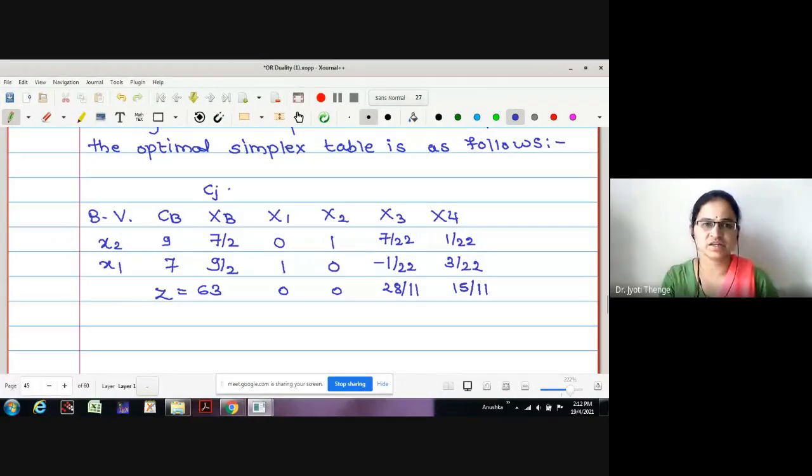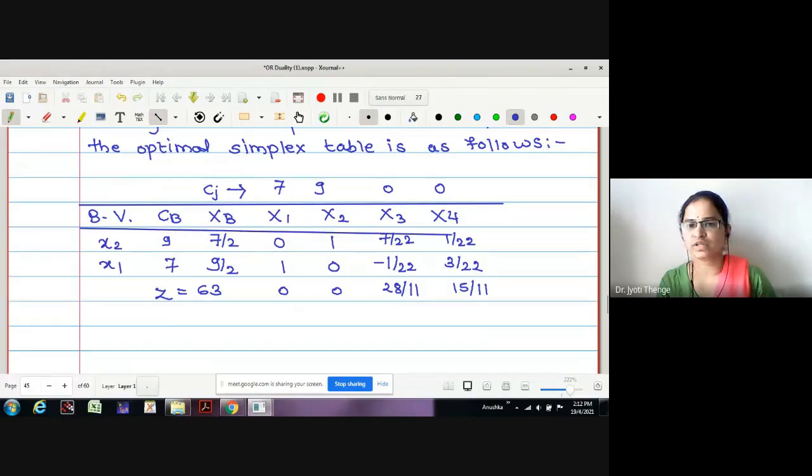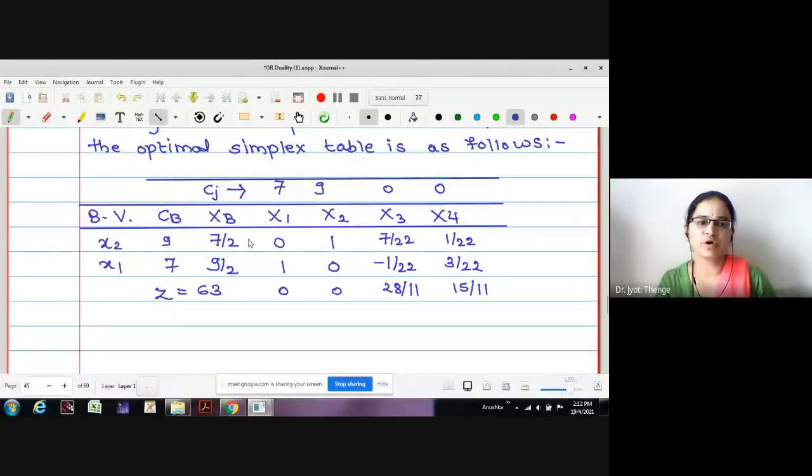I will write the CJ entries as well: 7, 9, 0, 0. This is the optimal simplex table obtained by solving the given LPP by the usual simplex method. Now, if we observe the solution, the optimal solution obtained is x1 equal to 9 by 2, x2 equal to 7 by 2, which clearly is not an integer solution.